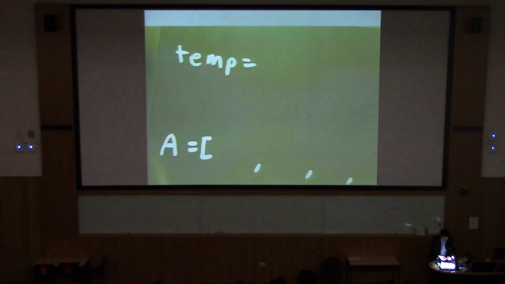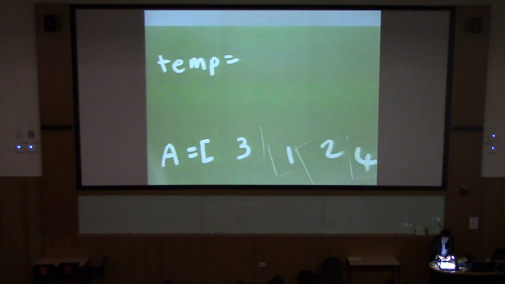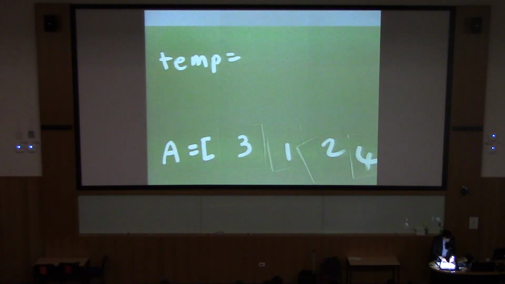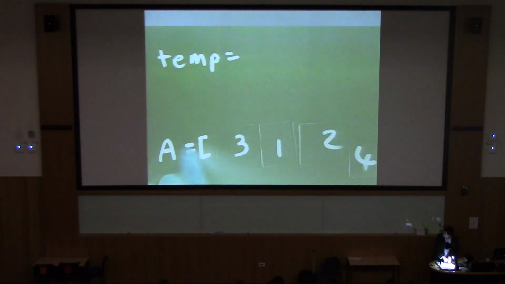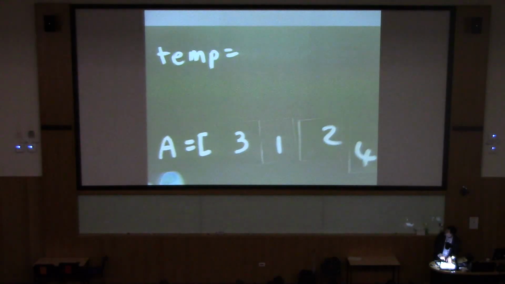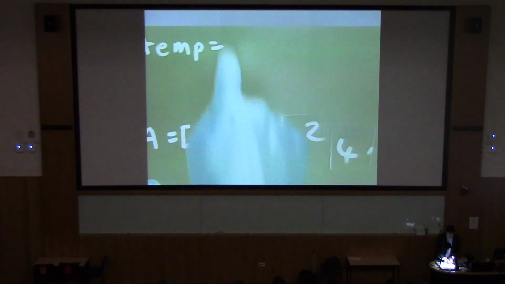Okay, so we're going to have 3, 1, 2, 4, and let's have a 5. Okay, so let me get this right. So what I want to do is I want to swap the numbers. So here we've got our array, and here we've got temp. Oh, my hand's green. So what I want to do is I want to swap this number 3 and this number 1. Okay, so what I do is I store this number 3 in temp.